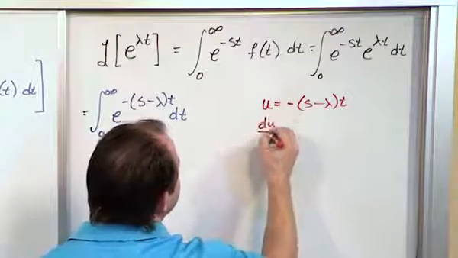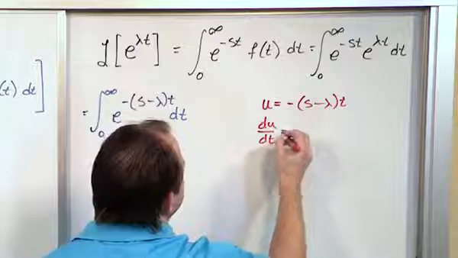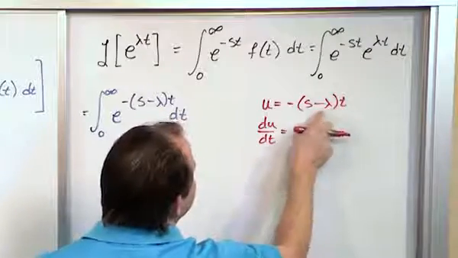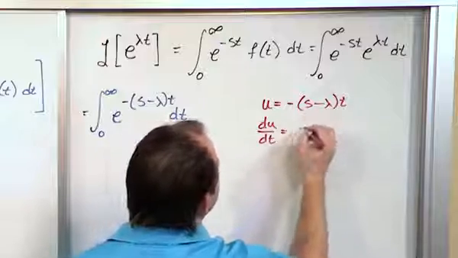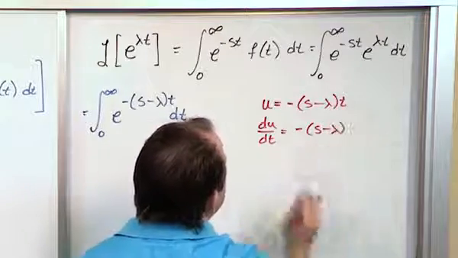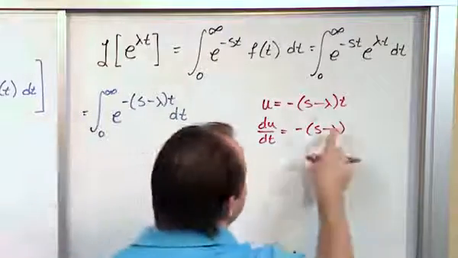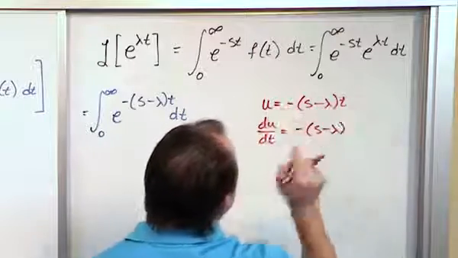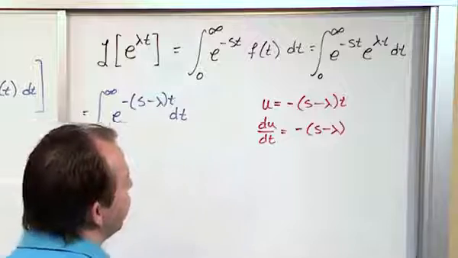I say du dt is equal to, now notice if I'm taking a derivative with respect to time, this whole thing is a constant. So the derivative is just going to be minus s minus lambda, because it's almost like this is just the number 3 or the number 5 or the number 7 out in front of the time. The t just disappears for a first derivative.